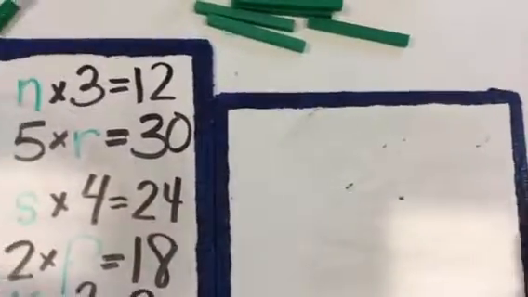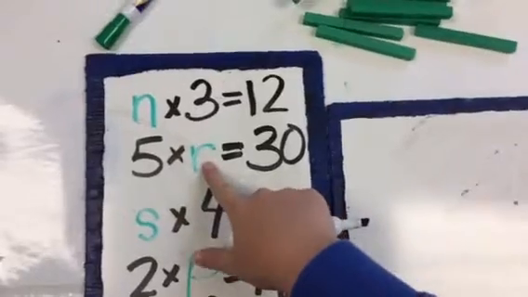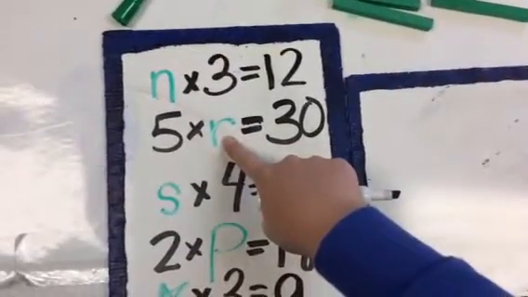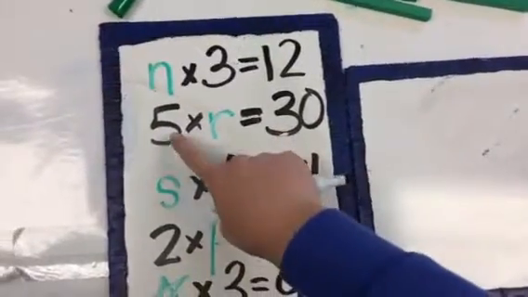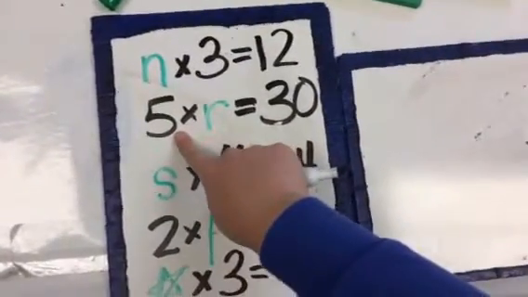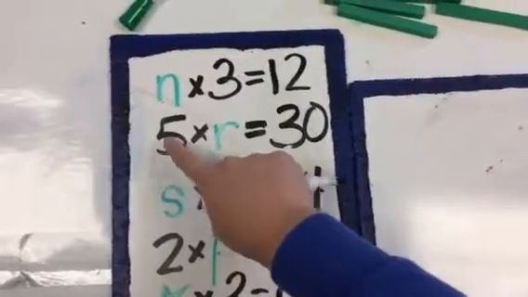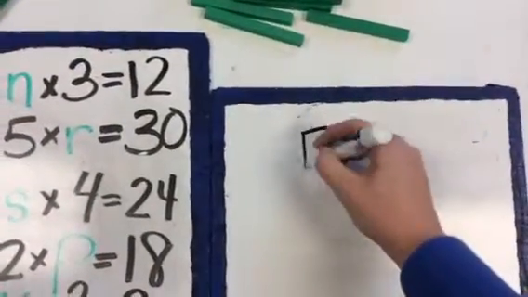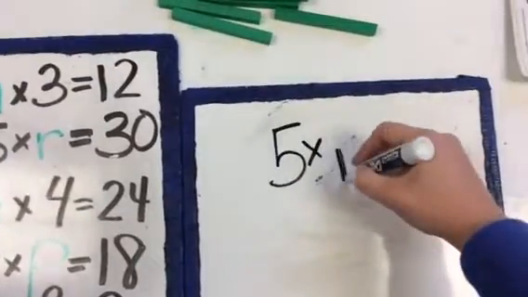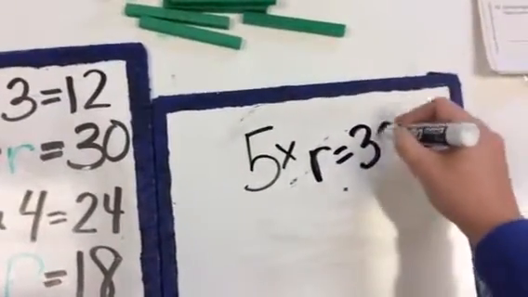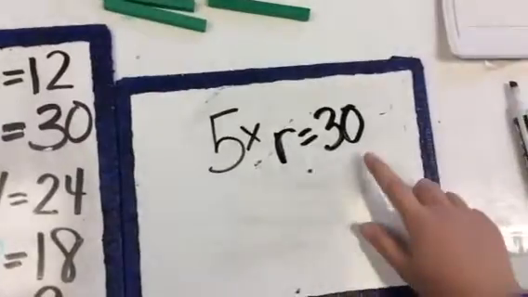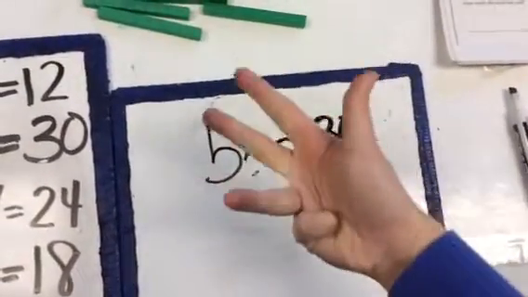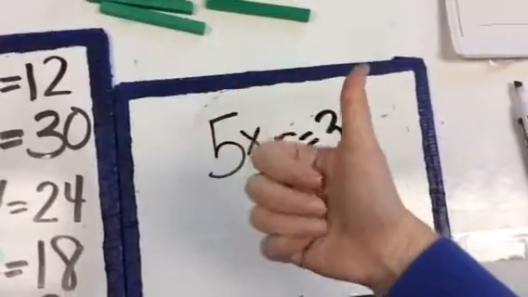Let's look at the next one. This next one I have to figure out what the R is. Okay? I'm going to sing one of my multiplication songs. I don't have a 30 song, but I do know how to count by 5s. We don't really sing it, we just count by 5s. So I will count by 5s until I get to 30. I'll write it over here. 5 times R equals 30. Okay? So let's count by 5s till we get to 30. 5, 10, 15, 20, 25, 30.